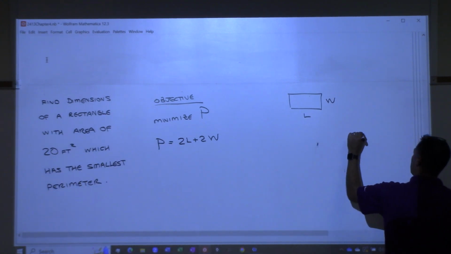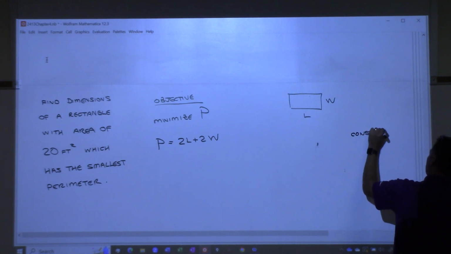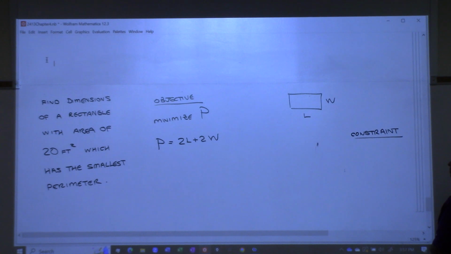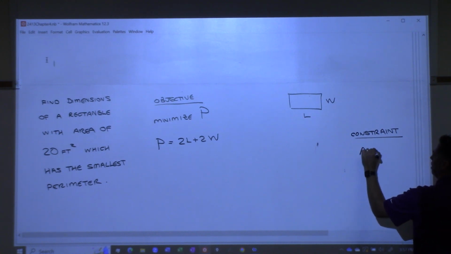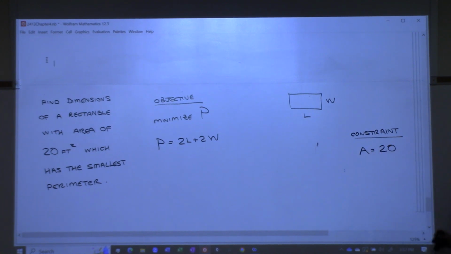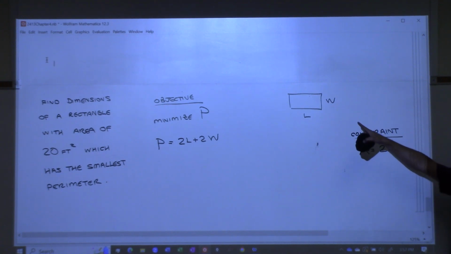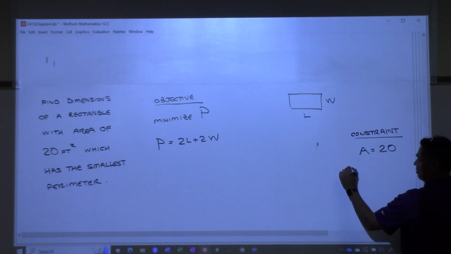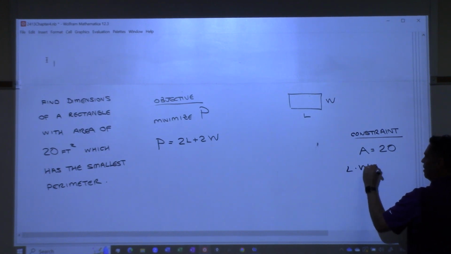Somewhere in the problem, I'm constrained. I can't just let anything be anything. There's a constraint of what? The area has to be 20, right? That is the constraint on the rectangle. You have to have an area of 20. That's the directions, right? What is the area of that rectangle in terms of L and W? It's just L times W, isn't it? It's 20.